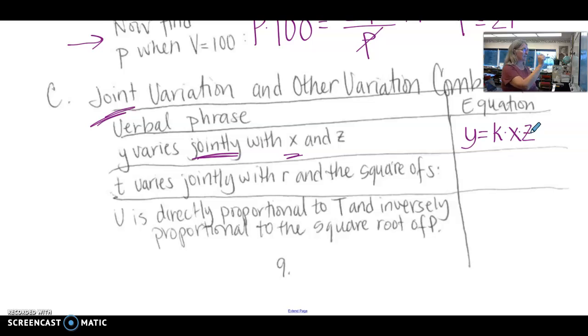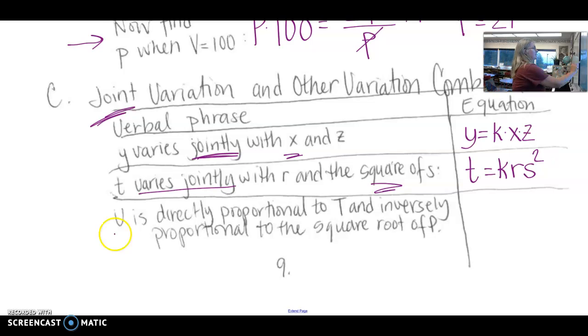Okay, the next one, t varies jointly with r and the square of s. So you try to write that one out, pause the video, and check your work. It's going to be t equals k times r times s squared. Again, r, s, and t are all variables. K is going to be a number based on the scenario that we're given.